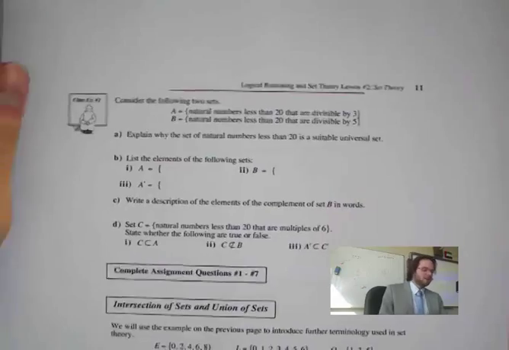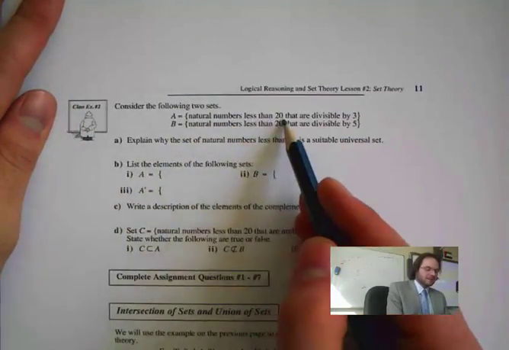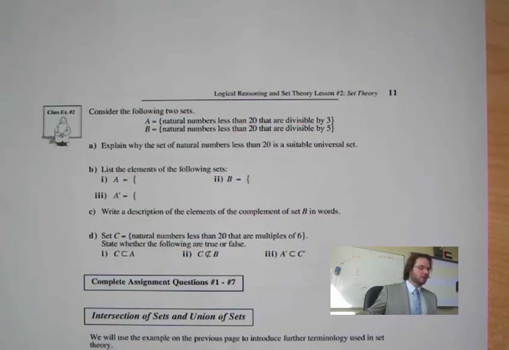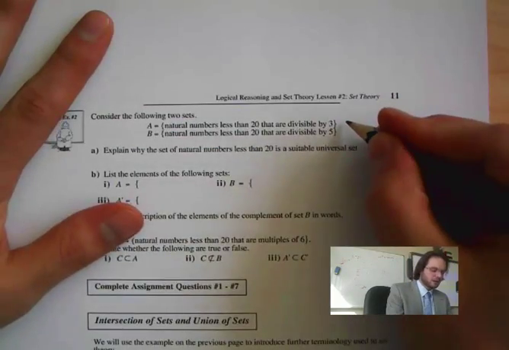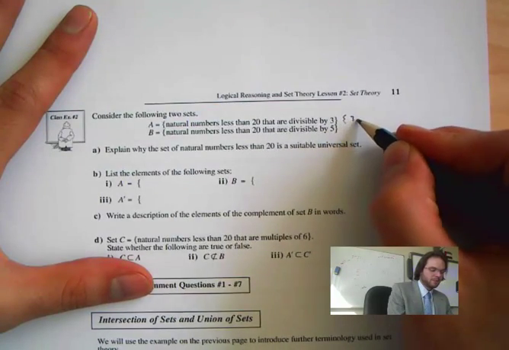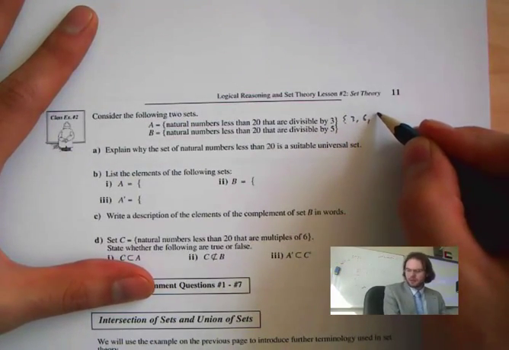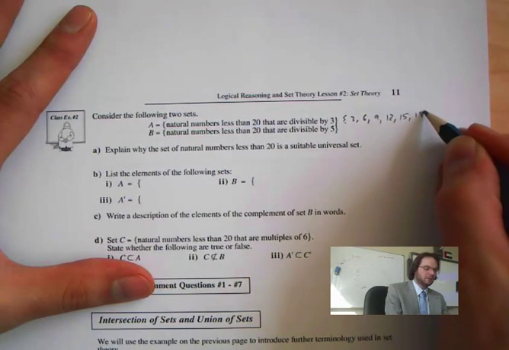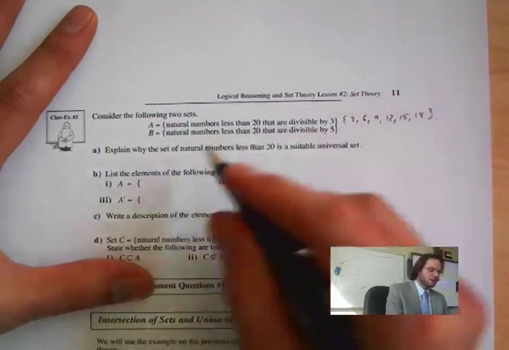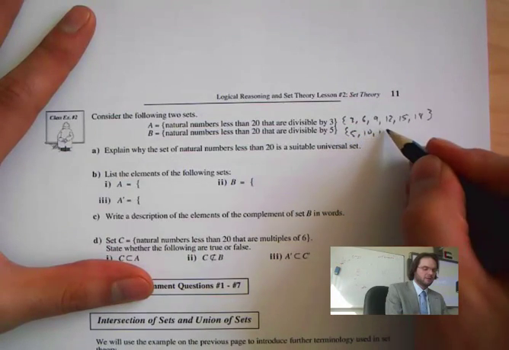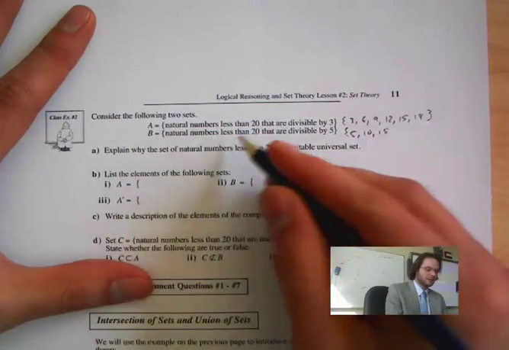It says, consider the following. A is natural numbers less than 20 that are divisible by 3. Okay? So I'm going to write these out. I have 3, 6, 9, 12, 15, 18, and that's it. Natural numbers less than 20 divisible by 5, I'm always writing them out. 5, 10, 15, and less than cannot equal to.